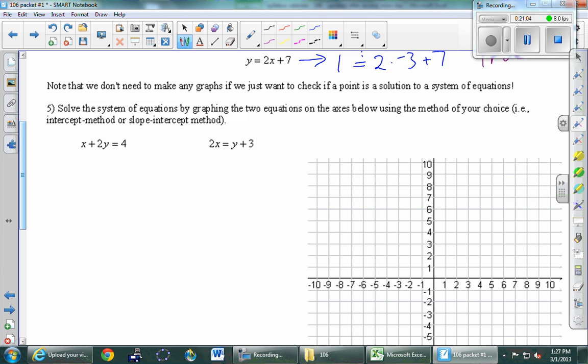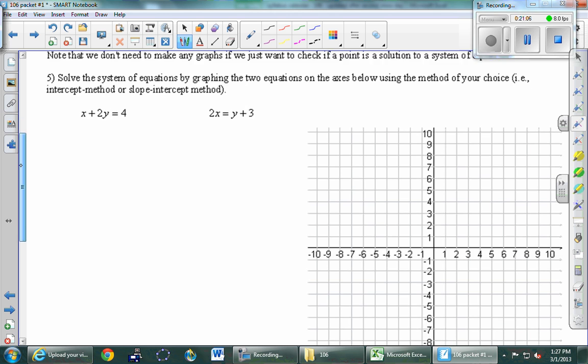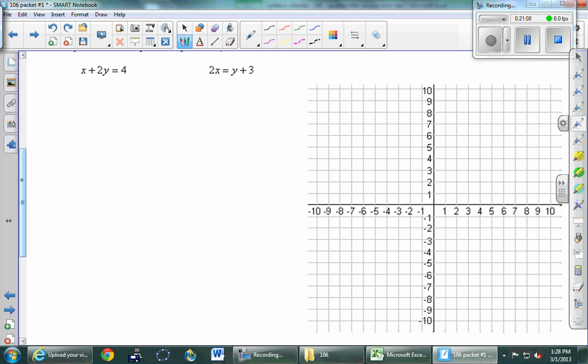Okay, so let's see if we can do this one a little bit quicker than the rental car example. So we've got the two equations. Your job is to just graph these two equations. So I'm going to make a little table here. And if it's a line, how many points do we need? Just 2. All we need is 2 points, and then we'll connect the dots.